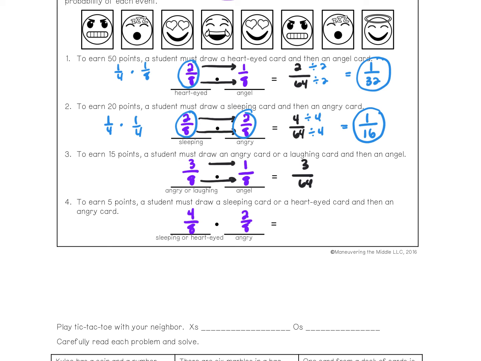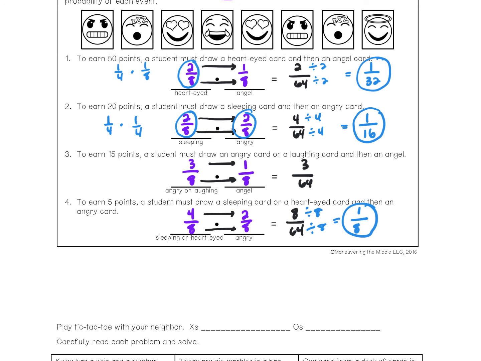All right, if I'm looking for a sleeping card, we have 1, 2, and then hard eyes, we have 1, 2. So 2 plus 2 would be 4 out of a total of 8. And then angry cards, we have 1, 2. So that would be 2 out of a total of 8 cards. And so now we're going to multiply straight across, and we're going to get 8 out of 64. Well, 8 will divide into itself one time, and 8 will divide into 64 8 times. So the reduced probability is 1/8.